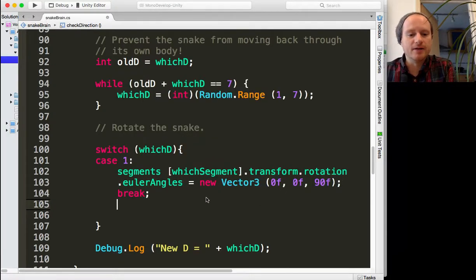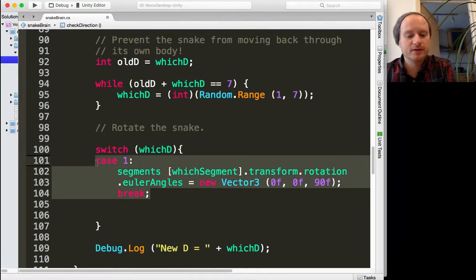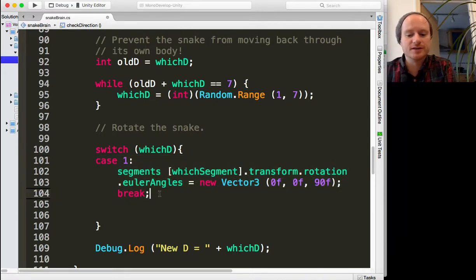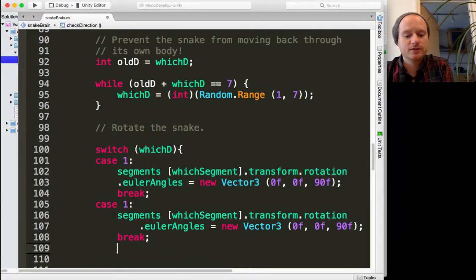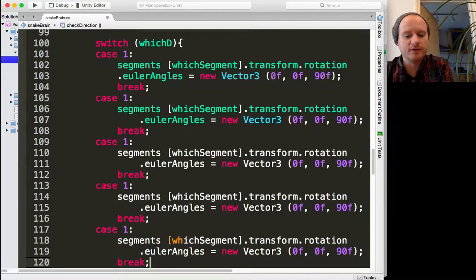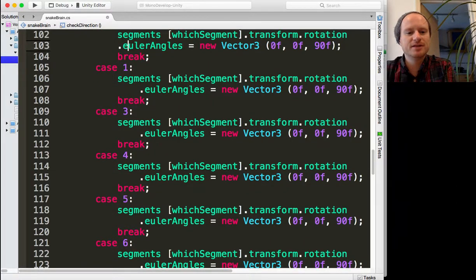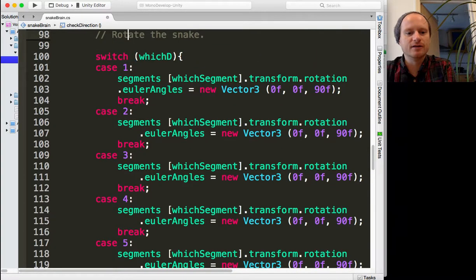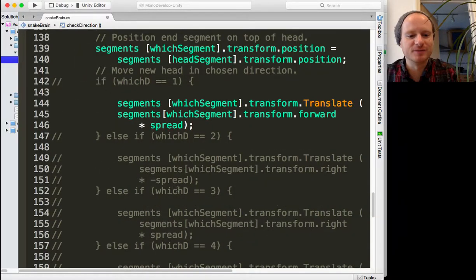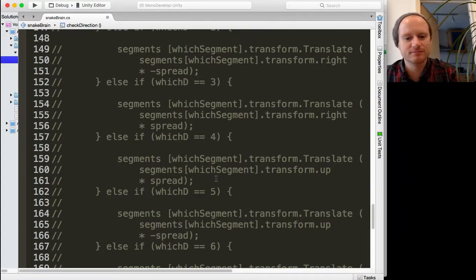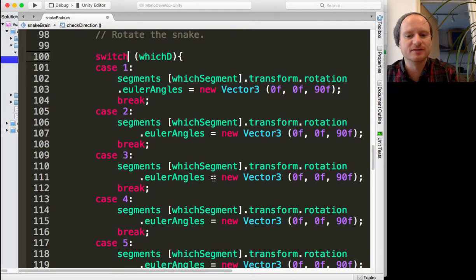Okay, and then I want to do that another 6 times. 2, 3, 4, 5, and 6. There we go. 6, 5, 4, 3. And so this is a bit tidier than what we did last time in the movement direction when we did all of this if else. Switch case is a little tidier here.